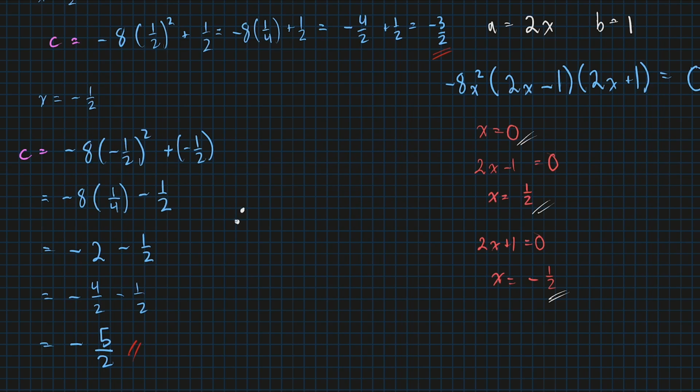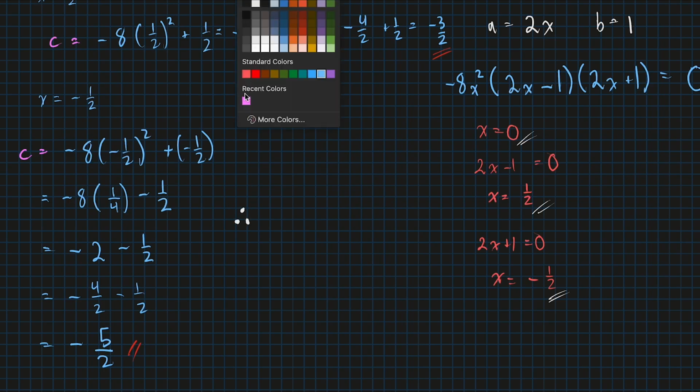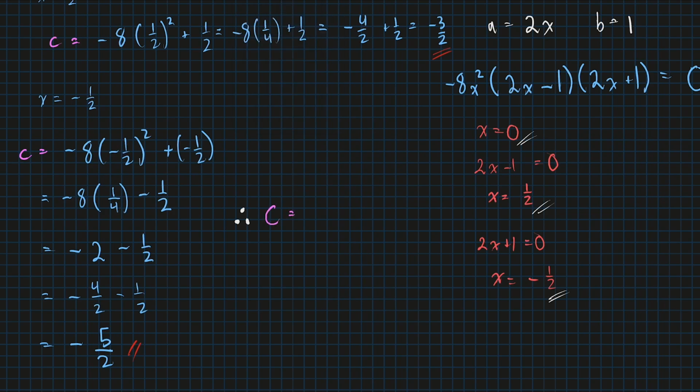So therefore, this is our big therefore statement. C can be equal to 0, negative 3 over 2, or negative 5 over 2.